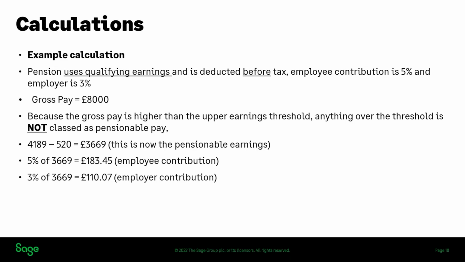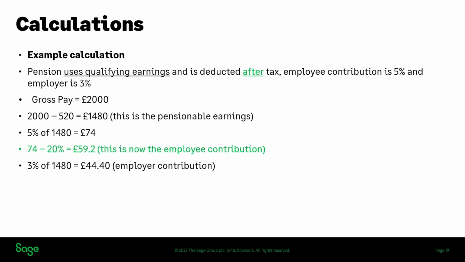Then again, same as last time, getting the 5% and the 3% of your pensionable earnings gives us contributions of £183.45 and £110.07. So that is when the gross pay is higher than the upper earnings.